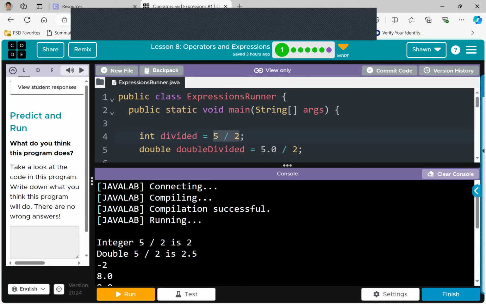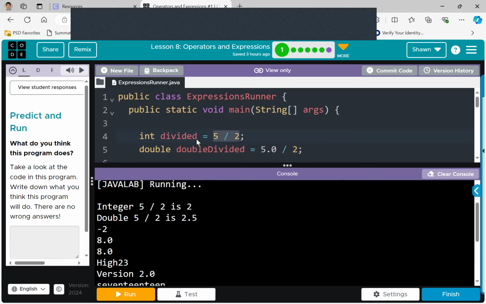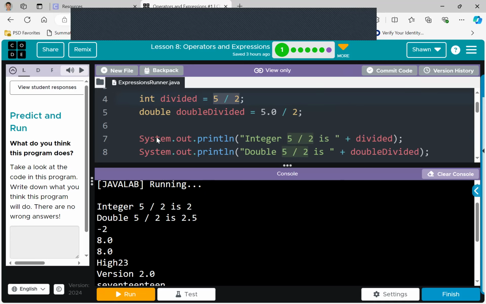Do you see what's happening here is it's going to come down here on line 7 and say, hey, will you print me whatever 5 divided by 2 is? Now, you and I both know that 5 divided by 2 on the calculator is 2.5. However, keep in mind that this is an integer.